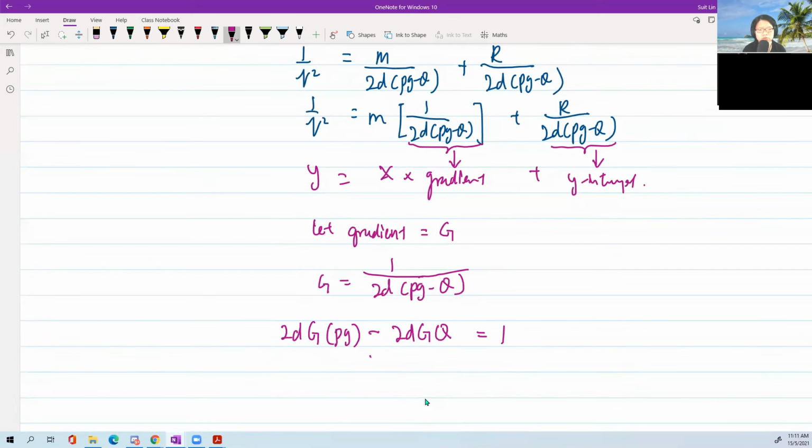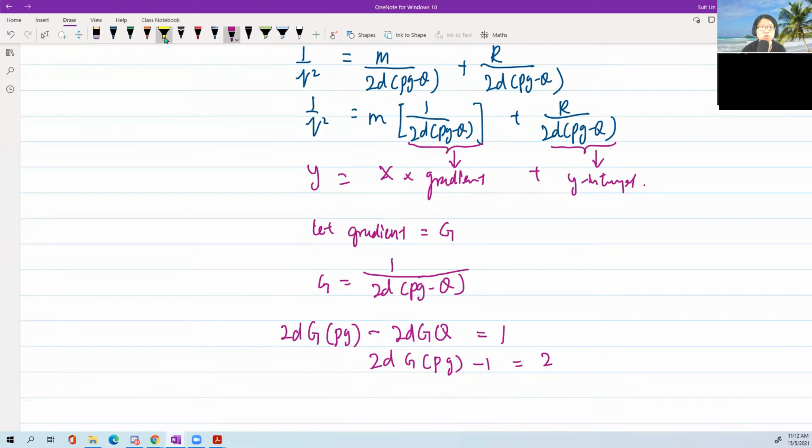You throw this on one side, 2dg times pg, where capital G is gradient, is equal to 1 minus or 1 plus 2. Wait, I should flip it the other way. My bad, this one will be minus 1. I exchange places. What I'm trying to do is isolate this q.